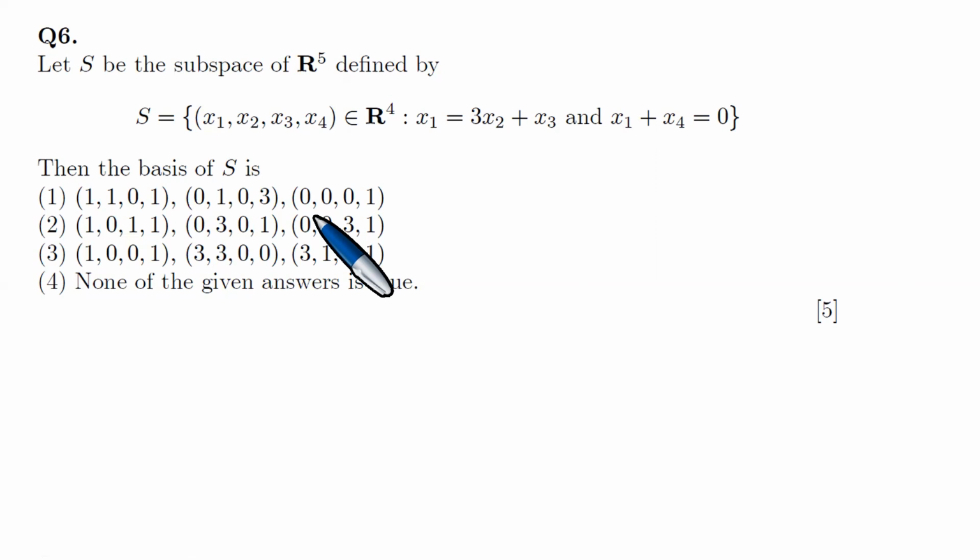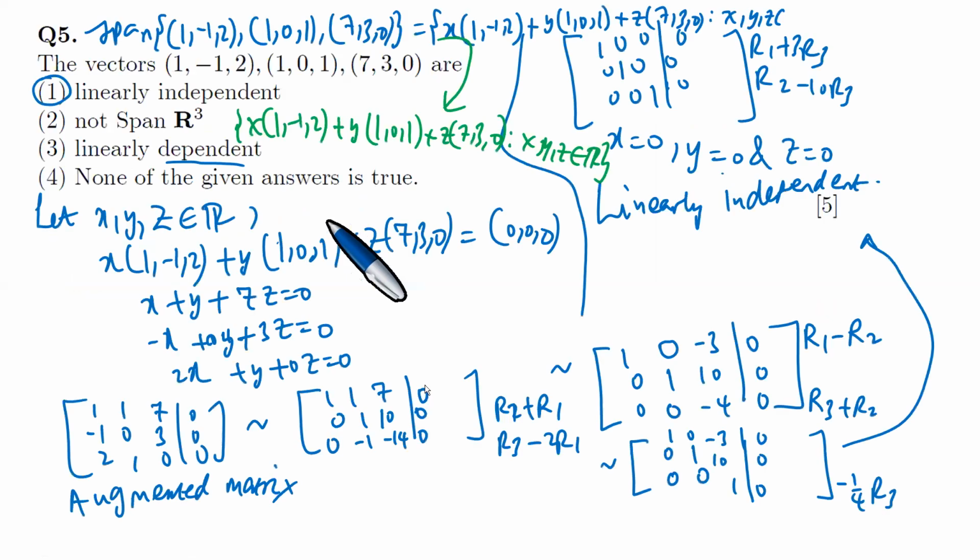Okay, let's continue. Let's solve this one, question 6. To solve this one here, we're interested in the basis of S. On this question, you can just find the determinant of this. Determinant of 1, 1, 7, then minus 1, 0, 3, then 2, 1, 0. You can write a matrix A like this.